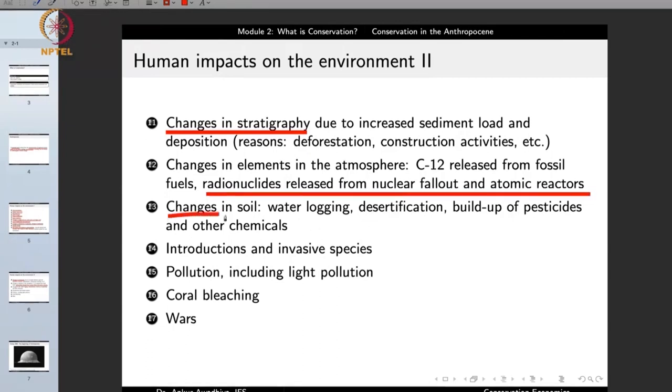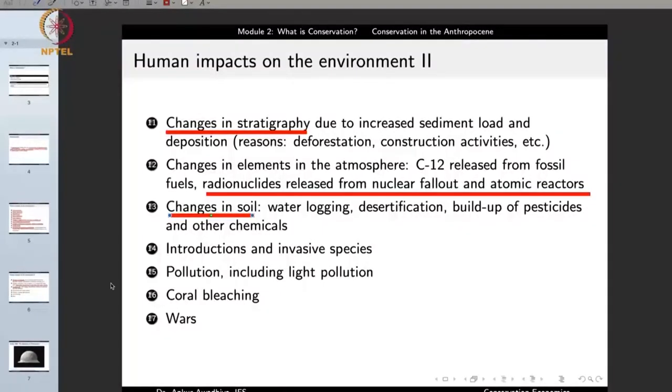Then we are seeing changes in soil because of waterlogging, desertification, buildup of pesticides and other chemicals. And a lot of this has to do with agriculture. Because of agriculture, when we are storing water in certain areas, when we are constructing canals, it is leading to waterlogging in certain areas. Also, when we are doing excessive irrigation for water-thirsty crops, and if the soil is unable to tolerate that much water, then it might lead to waterlogging.